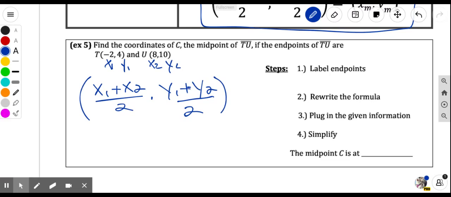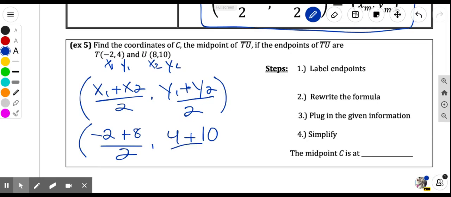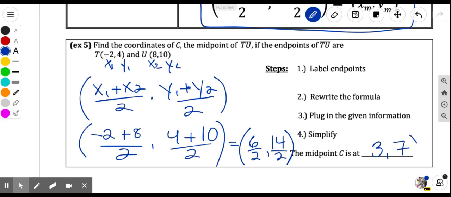So I'm going to plug in x1 plus x2, so it's going to be negative 2 plus 8 over 2. And then y1, 4 plus 10 over 2. Once you plug it in, you're going to add the numerator. So negative 2 plus 8 is 6. 4 plus 10 is 14. And then you reduce. So this is going to be 3, 7 is going to be our midpoint. So that's what you do. That's just a regular midpoint formula. You're given 2 endpoints and you're asked to find the midpoint.